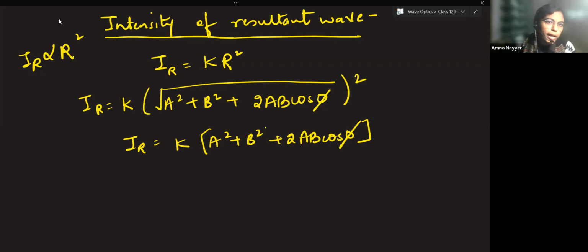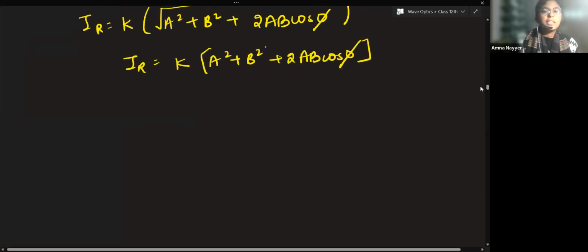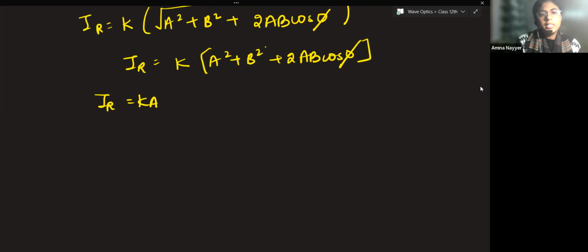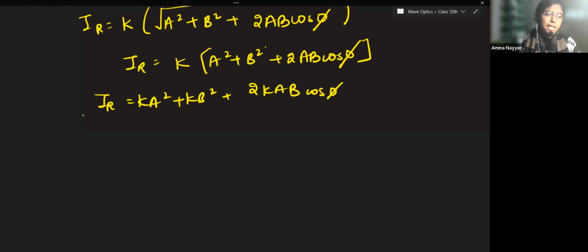So the resultant amplitude's value you already have from the equations which we have just derived. R value you have derived. Put it in here. R value is under root A square plus B square plus 2AB cos phi. Put it under root, you get under root A square plus B square plus 2AB cos phi. The square gets cancelled. You are left with just this term. Let's expand it further. Let's multiply K within this bracket. So see, the resultant intensity will be Ka square plus Kb square plus 2Kab cos phi.